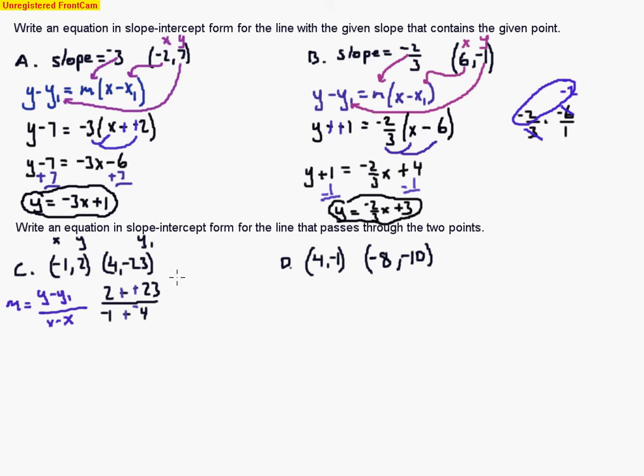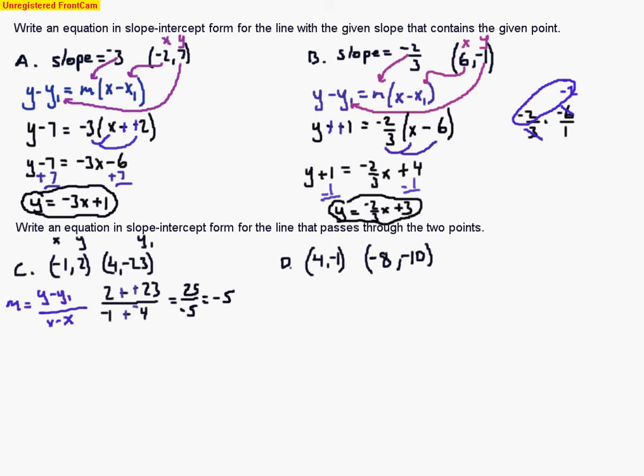And I've got a bigger number on top. So it's going to end up being either an improper fraction or a whole number. Let's see which one it is, or an integer even. So 25 is what I get over negative 5. So in this case, it's an integer. Negative 5 is the slope. So we've got the slope.